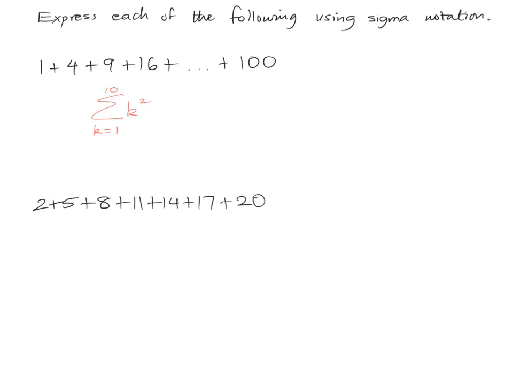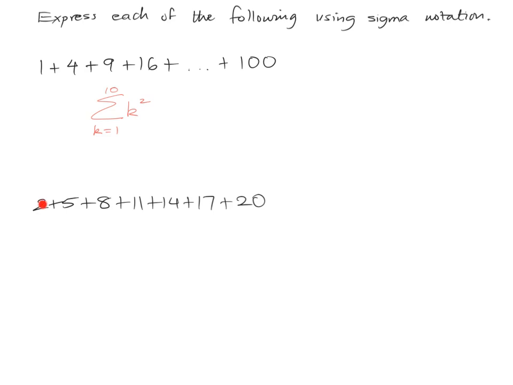Now the next one's a little more complicated because coming up with this pattern is a little bit harder, but I think I can show you what it is. First of all, notice that the numbers are 2, 5, 8, 11, 14, 17, 20. I'm not going to worry about the fact that they're adding. I want you to notice that this is a multiple of 3 minus 1, a multiple of 3 minus 1, a multiple of 3 minus 1, etc.